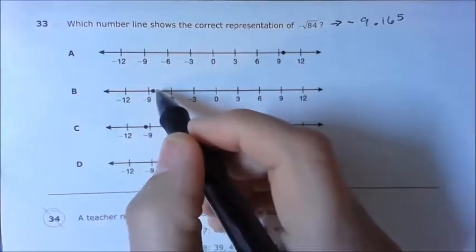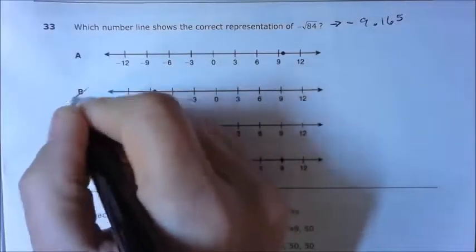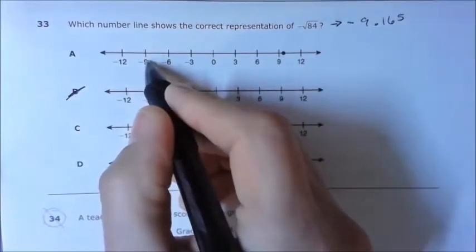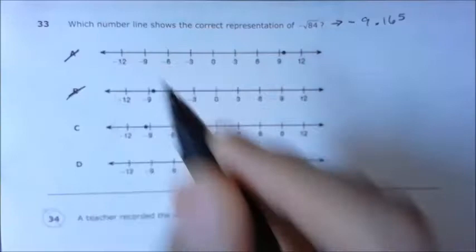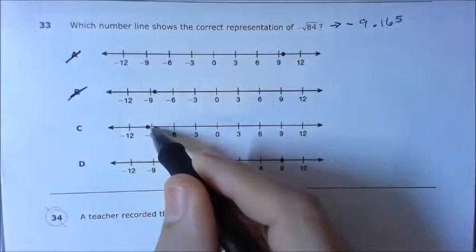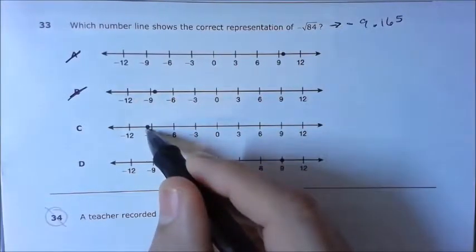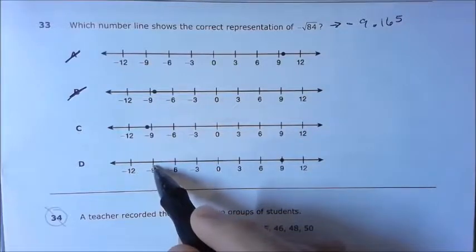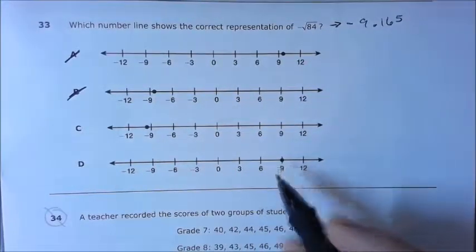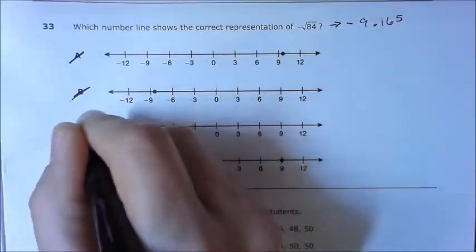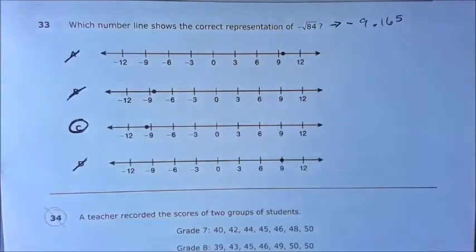So this one's behind the 9, so that's less than, so it's impossible. This one, A, doesn't even have it near the 9, so it can't be A. C has it a little bit after 9, so that looks about right. And if we check D, it doesn't have it over here, it has it at the positive 9, so it can't be D. So C is the correct answer.